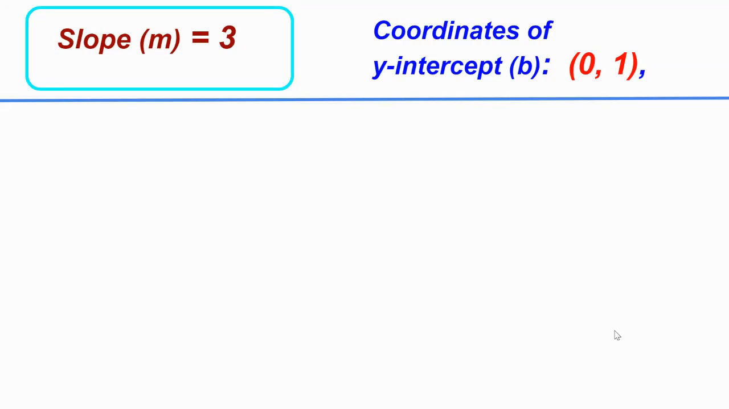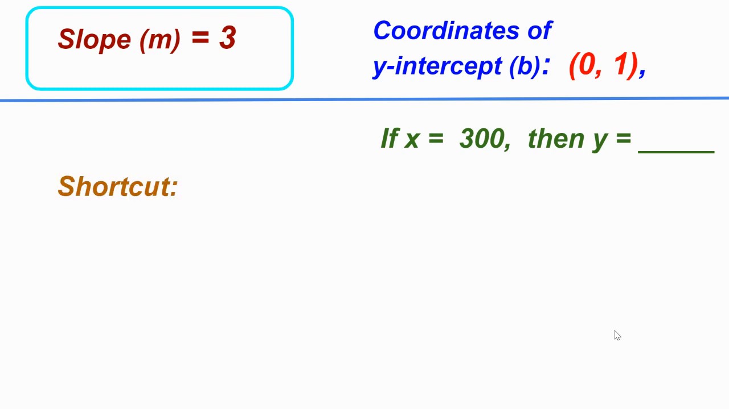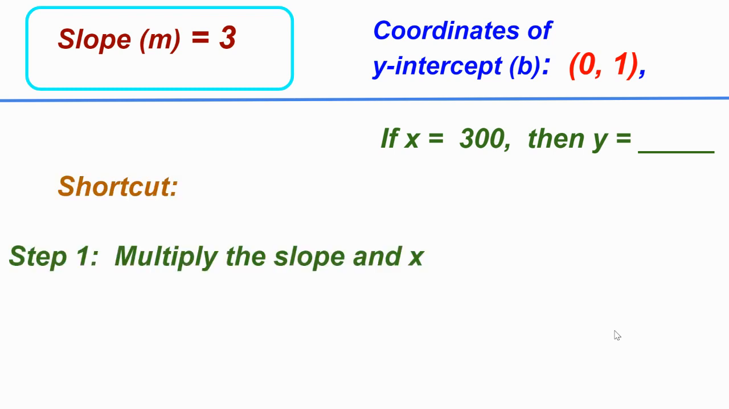Okay, so we've been building up to this point of really getting to an equation, a general formula. Let's review a little bit. Remember we talked about if we had a slope of 3 and a y-intercept of (0, 1). If x is 300, we can easily find y by, remember, what's our two steps for our shortcut? Multiply the slope and the x.